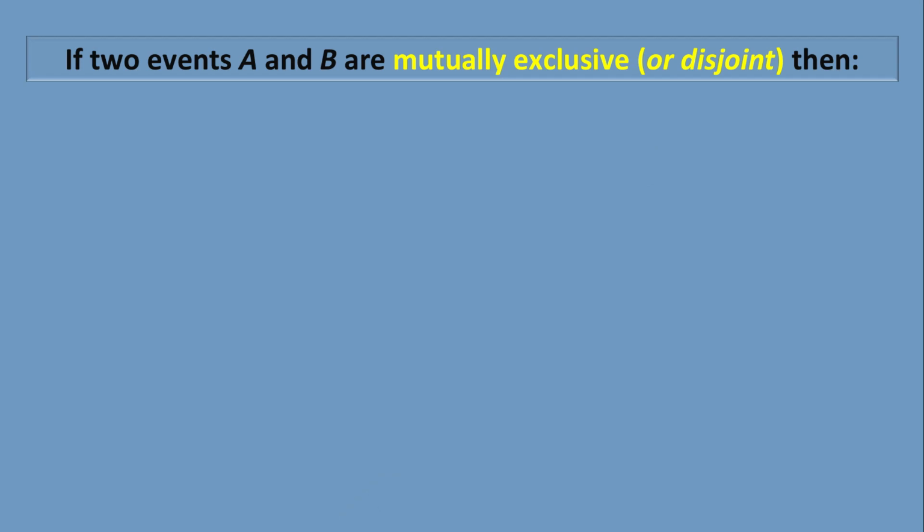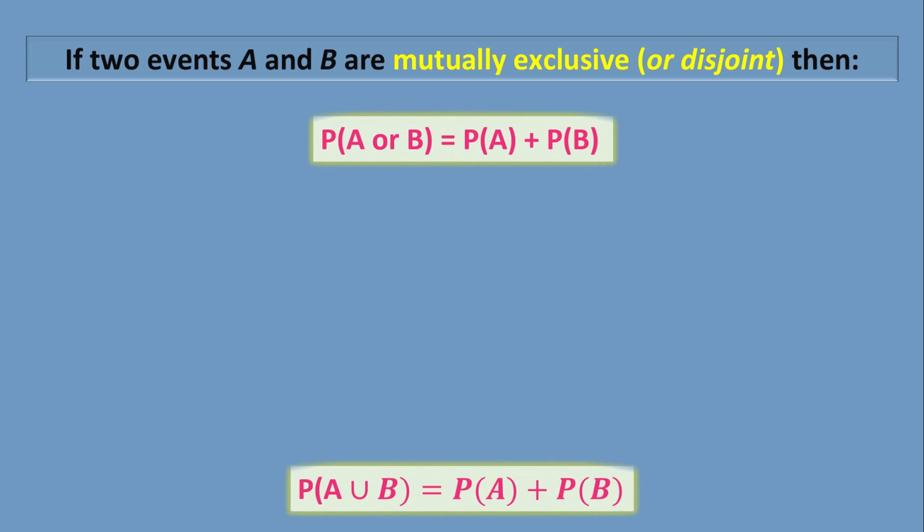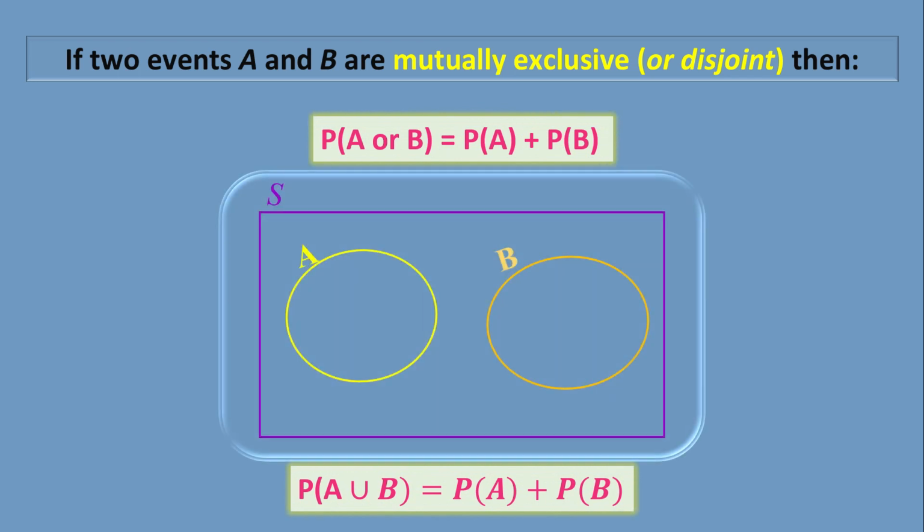If two events A and B are mutually exclusive, I explained this before, that means disjoint, then probability of A or B equals probability of A plus probability of B. A or B means A union B. So what does A union B mean? That is all elements in A and all elements in B and both. But here there is no common region. Therefore we can write down probability of A or B equals probability of A and probability of B, added together. That is the probability of A union B.